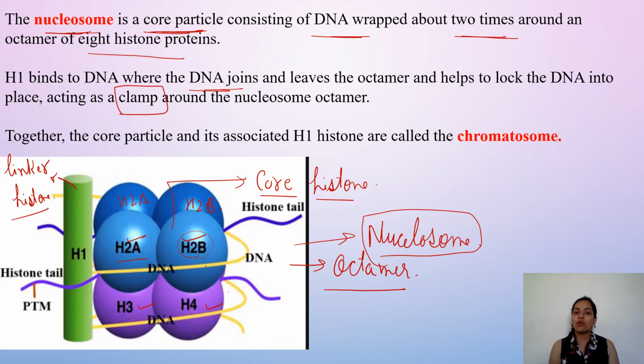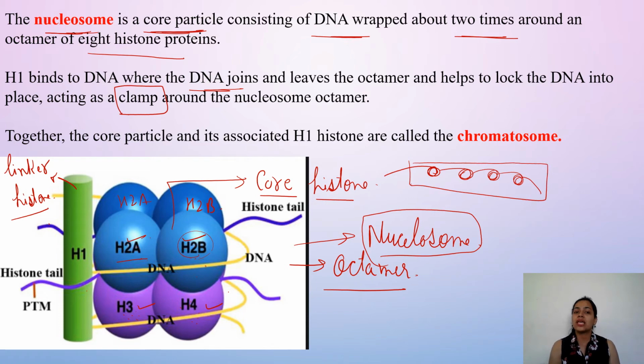And what is the function of H1 linker histone? Its function is to link. It just acts like a clamp here, so that this winding around the histone should not get loosened up. That's why this H1 histone will act like a clamp here. Now in the whole DNA, you can see this is one nucleosome, this is another nucleosome, this is another nucleosome, and so on. This kind of structure will be found.